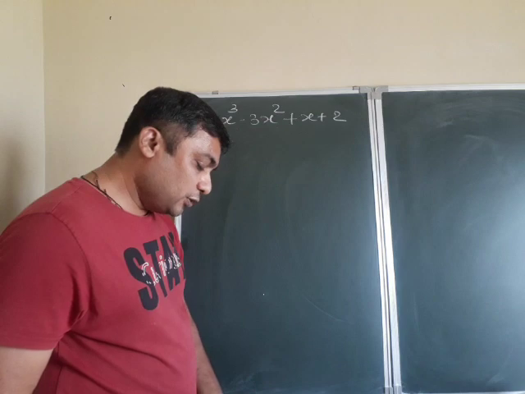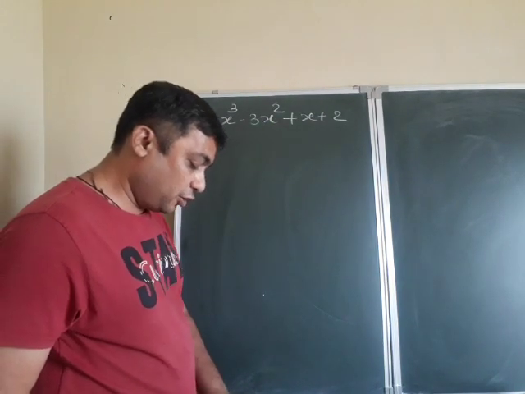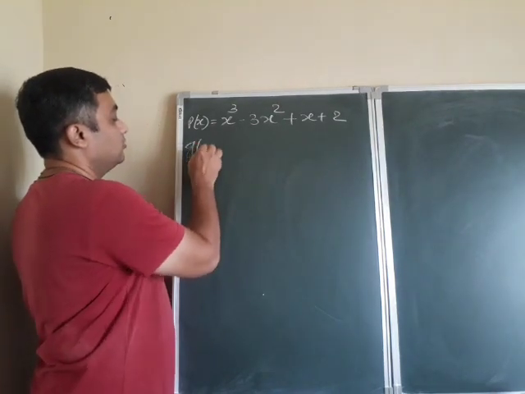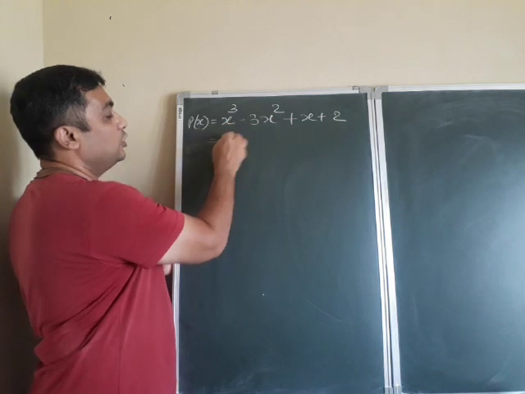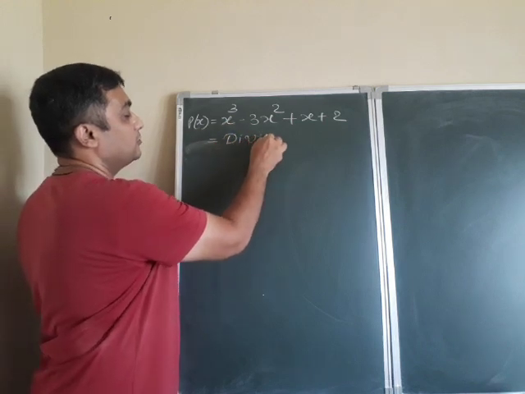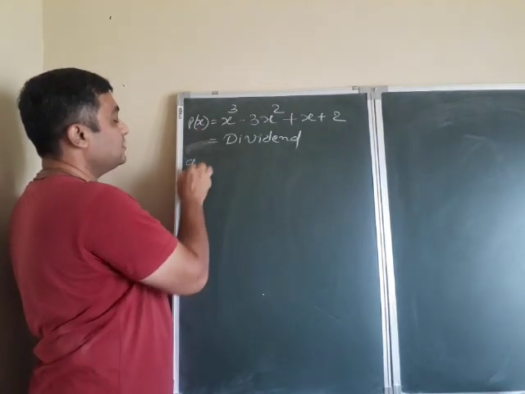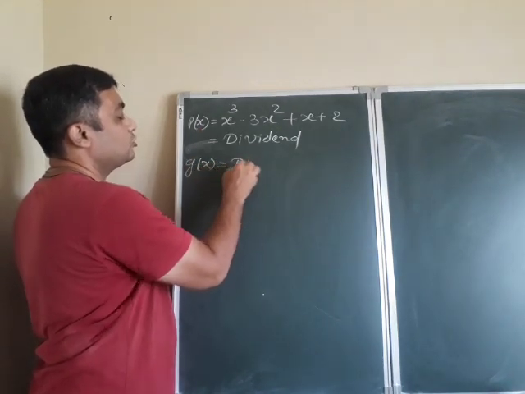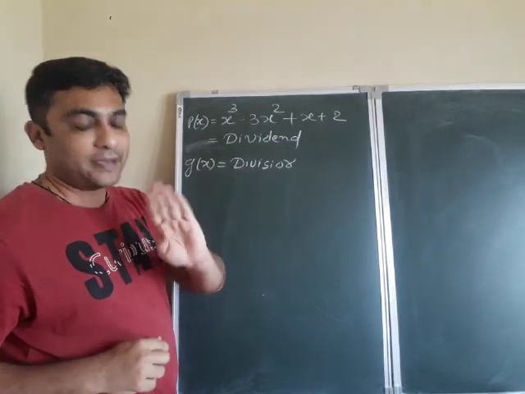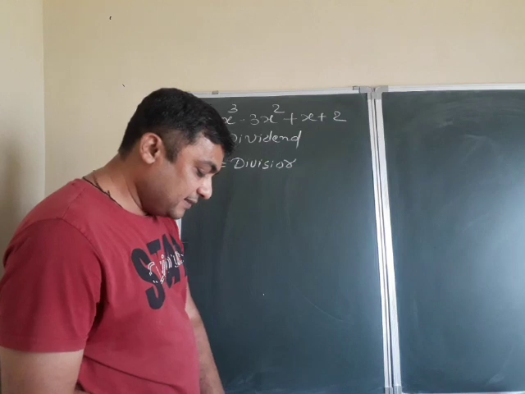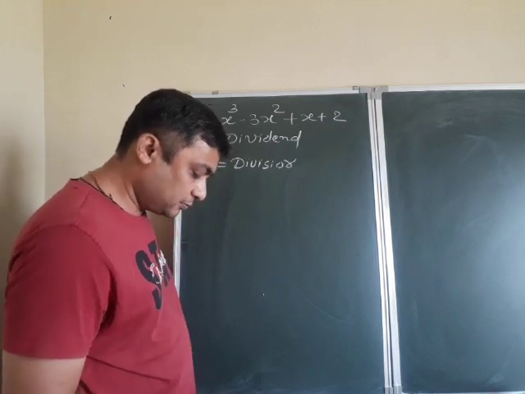So on dividing this polynomial, we are dividing this polynomial p of x by g of x. We divide this polynomial, so this is called the dividend. We divide this polynomial by g of x, so g of x is called the divisor. See, the value of g of x is not given. But when we divide this by g of x, the quotient and the remainder both are given.